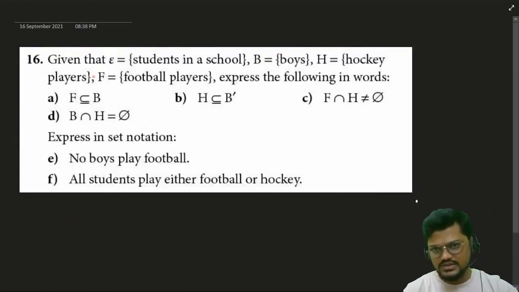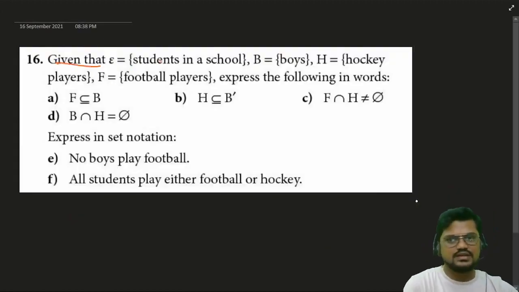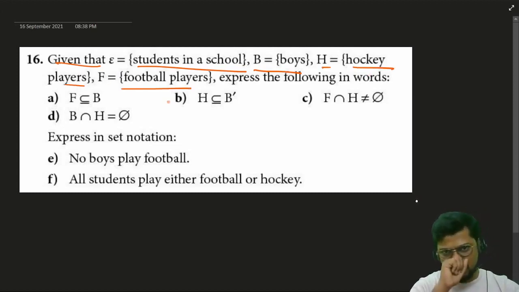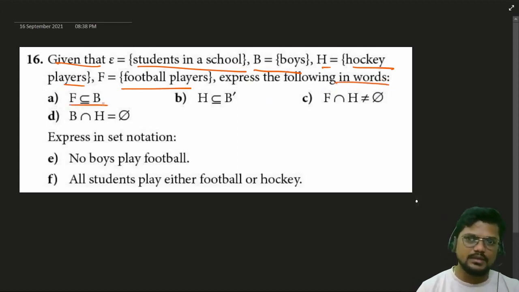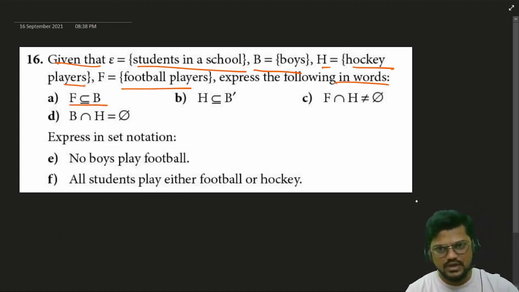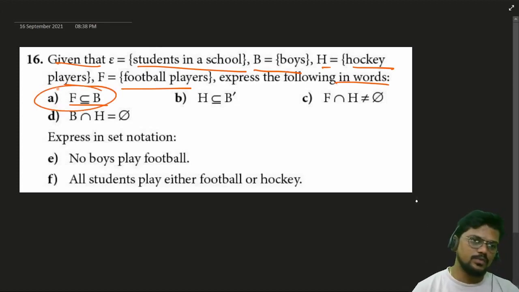Now what is given? The universal set is the students in a school. B stands for boys. H stands for hockey players. F stands for football players. Express the following in words. F is a subset of B. That means all football players are boys. For this I can say all football players are boys.